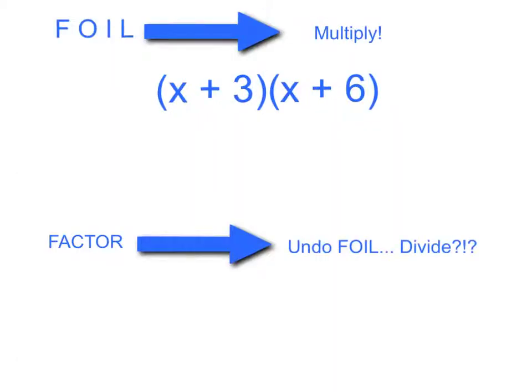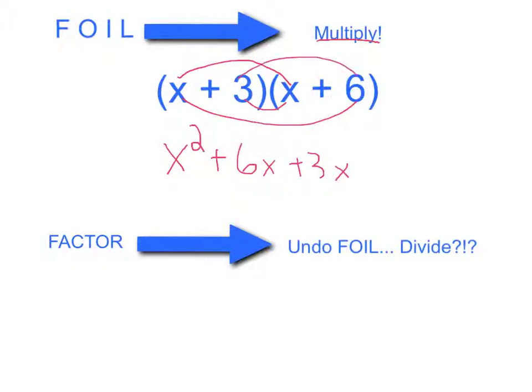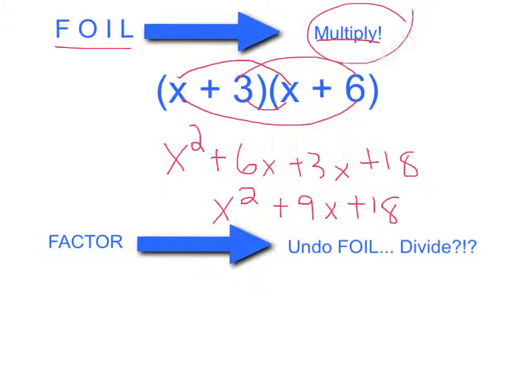Before I teach you how to factor trinomials, let's review how to FOIL. We would FOIL when we are multiplying two binomials together. FOIL tells us to do our first terms: x times x is x squared. Then outside, 6 times x is 6x; inside, plus 3x; and last, 3 times 6 is 18. Then we combine our like terms, so x squared plus 9x plus 18. So FOIL is when we are multiplying binomials.